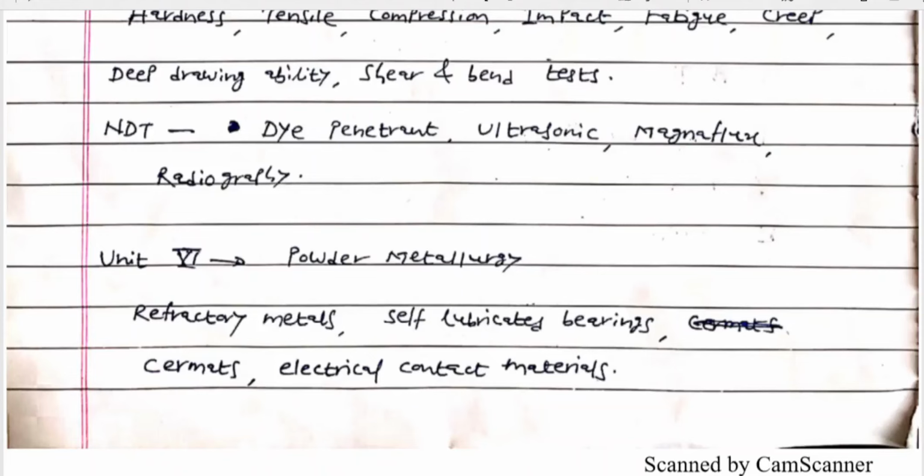In the third step, it is heated up to a certain temperature to give it the desired strength. This step is known as sintering. And in the last step, it is sent for finishing operations and testing. So this was the brief discussion about our syllabus.